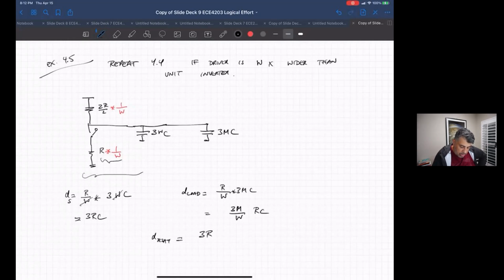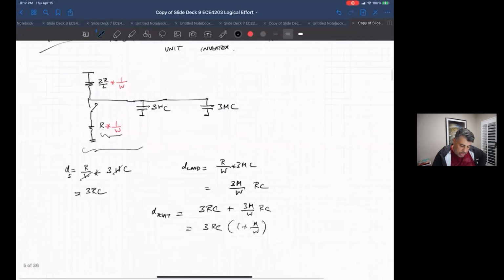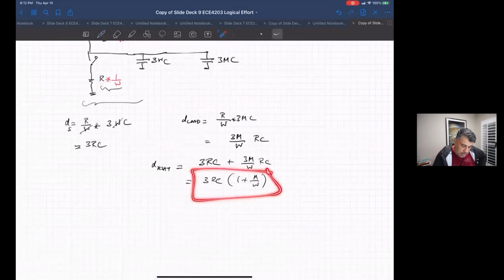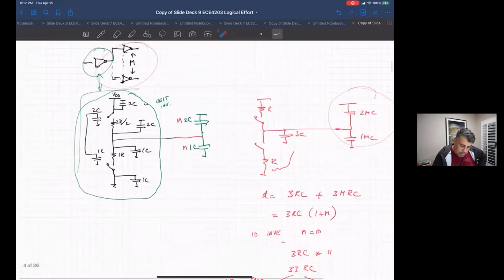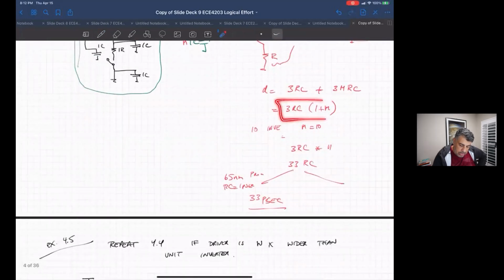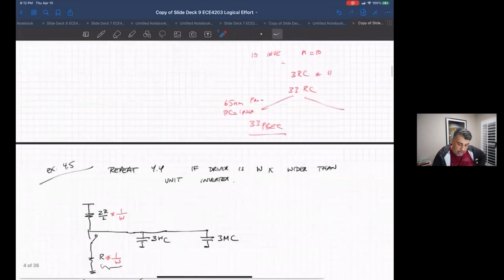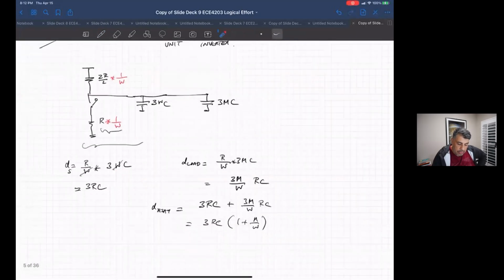So the total delay is these two together, 3RC plus 3M over W times RC, or 3RC times (1 plus M over W). When we compare this to the earlier case, we see that the delay caused by driving the load gets much less. So as you make this wider, it makes it linearly easier to drive loads, other circuits.